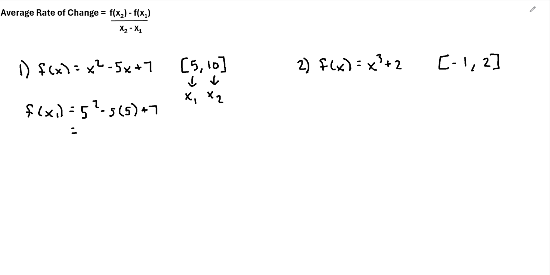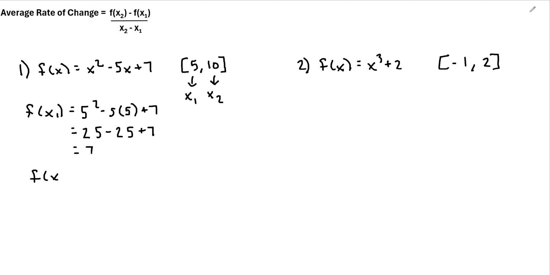So simplifying, we get 5 squared, that's 25, minus 5 times 5, that's 25, plus 7. So we get 25 minus 25, that's 0, plus 7. So the function f of x sub 1 is just equal to 7. So now we'll do the same thing with this second x value. We'll plug in this 10 into this function and see what we get.